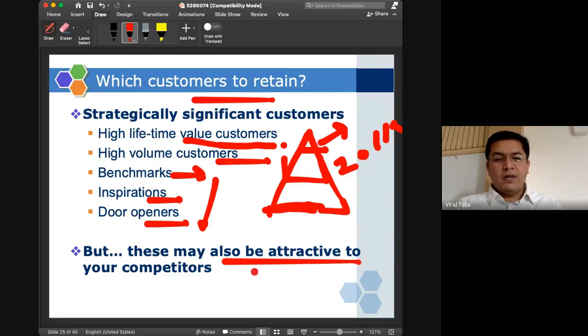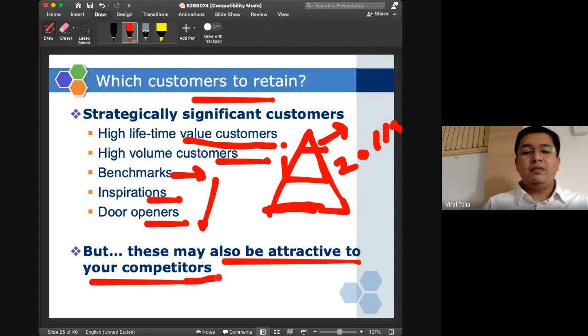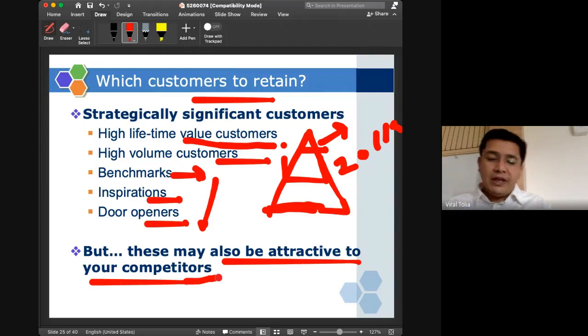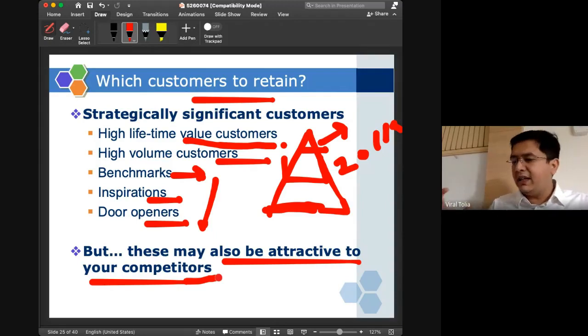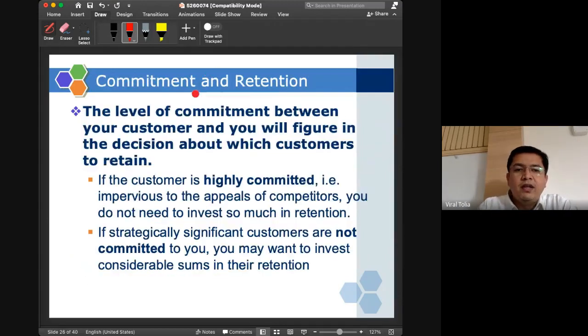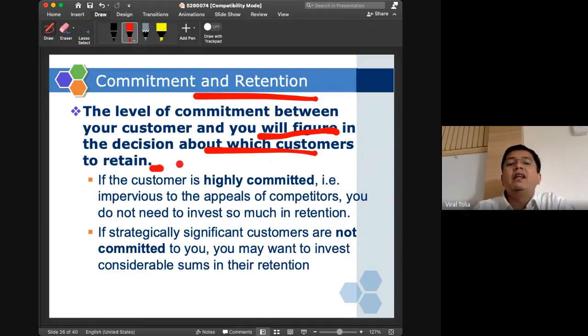But this may also be attractive to your competitors at a given point of time. From the competition perspective, it will be the same thing for your competitor also. The customers you are trying to attract, they are also in the same process. They also want that same category of customers to be attracted from the business line perspective. Commitment and retention level, this is very important. The level of commitment between you and your customers will figure in the decision about which customers to retain. Basically, you look at the commitment and then you talk about the retention process as such.